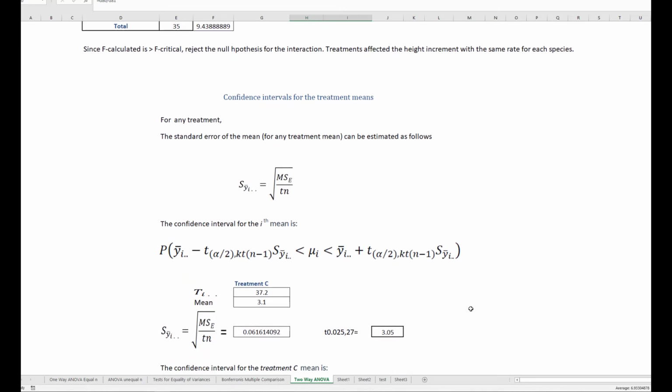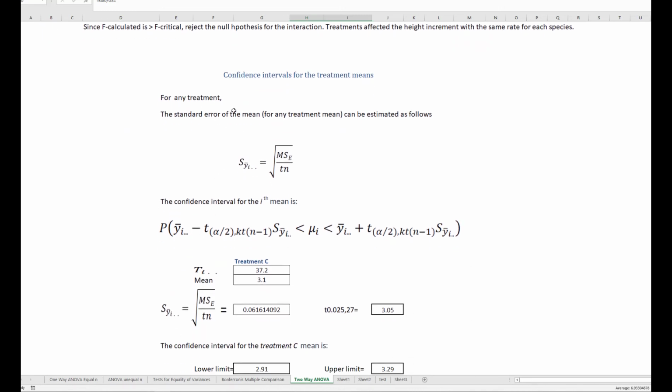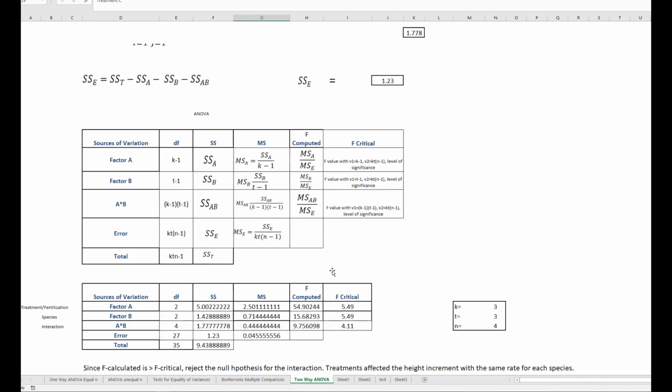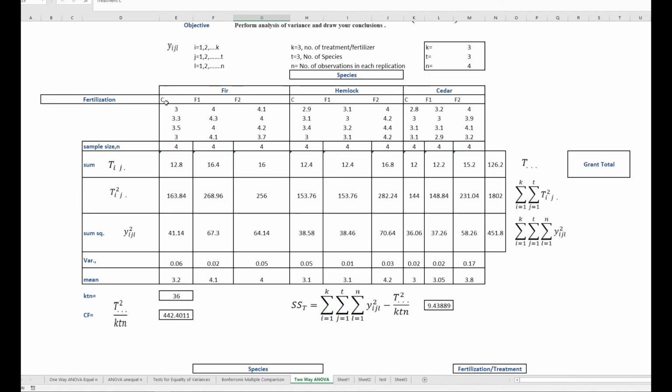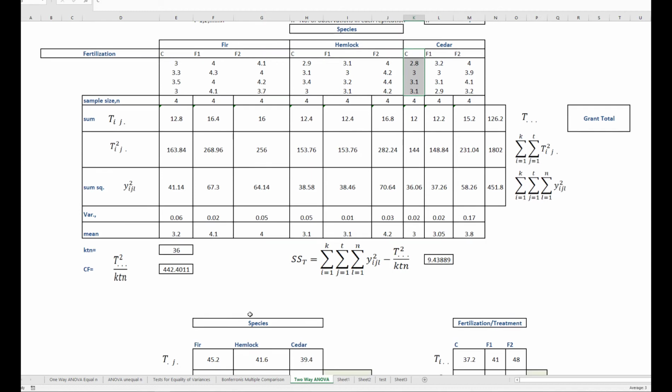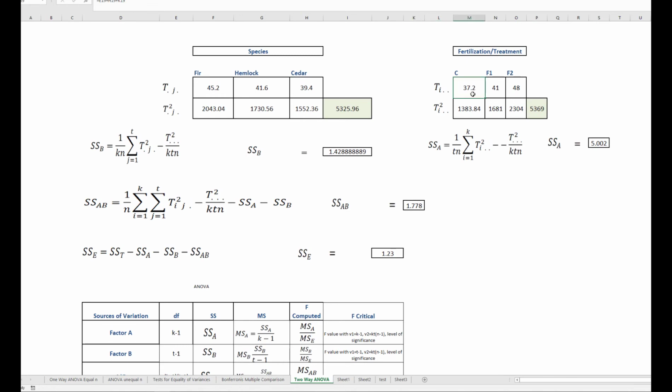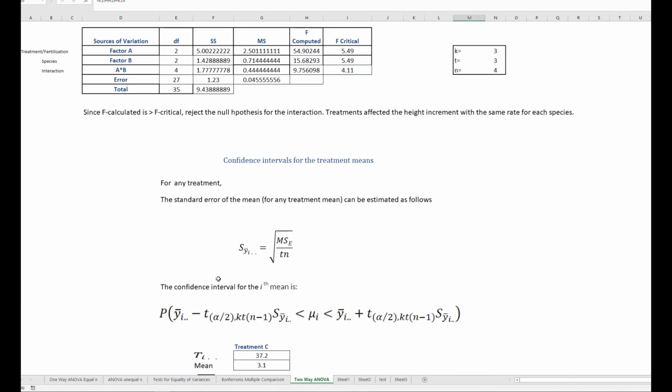If we need to find the confidence interval, similarly, let's say I want to find the confidence interval for the treatment means. All you need to do is find the standard error, the t-value, and the mean. Let's say I'm talking about the mean for treatment C. So where is treatment C? You need to find the mean for treatment C. Just for example, it is the sum divided by 12, so that I can find the mean.